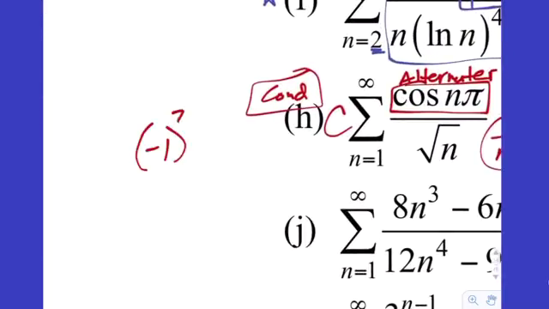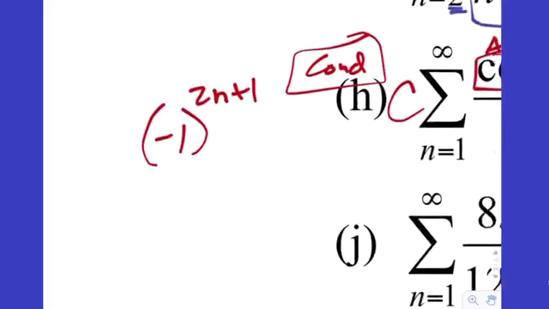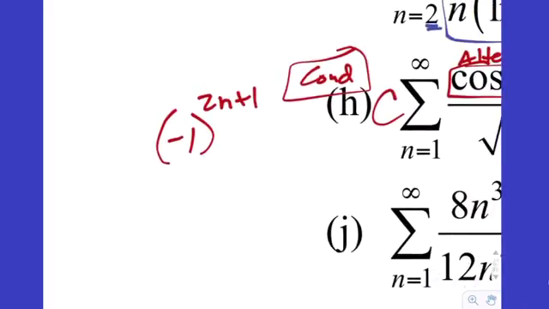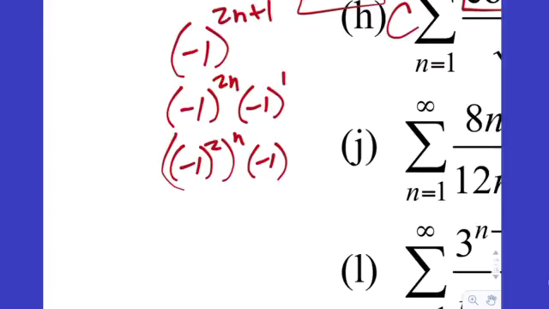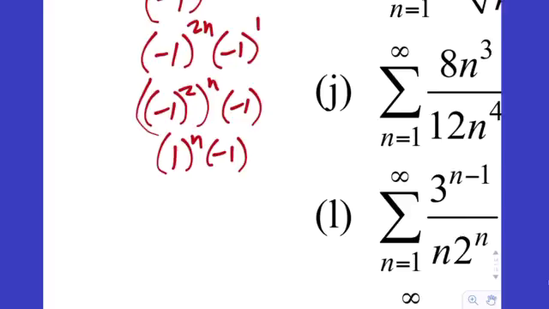If it was like -1 to the 2n plus 1, is that an alternator? Yeah, if you're not sure, you can start expanding out some of the terms, or you can simplify that. That's the same as -1 to the 2n times -1 to the first, yes? Well, what is -1 to the 2n? That's -1 squared to the nth power times -1. What's -1 squared? 1. What's 1 to the n? 1. 1 times -1 is -1.